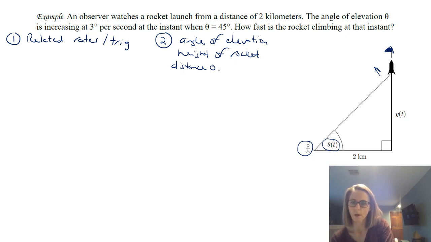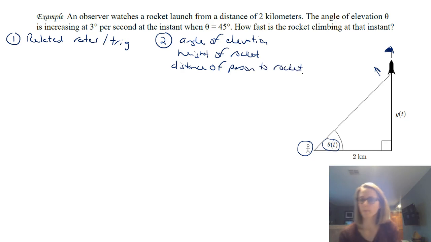So distance of person to rocket. So all of those sides are changing. We might not need all those sides, but all of those things are changing. So notice what we're being given here.